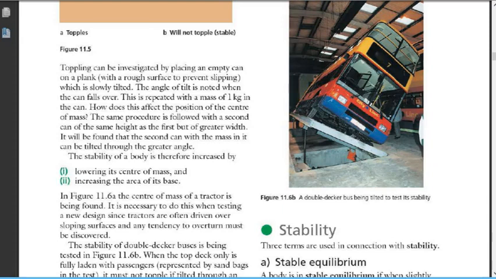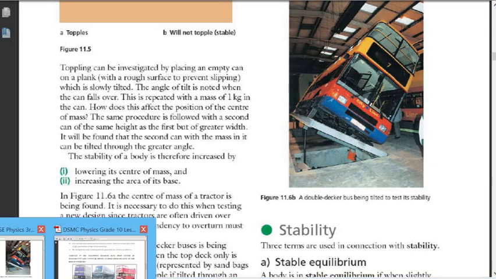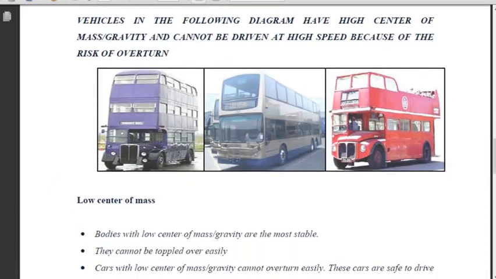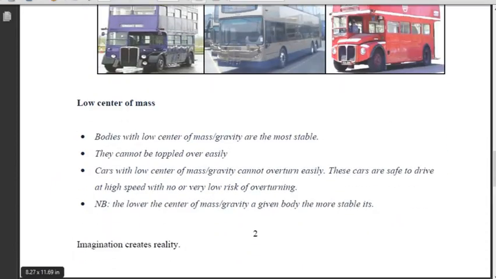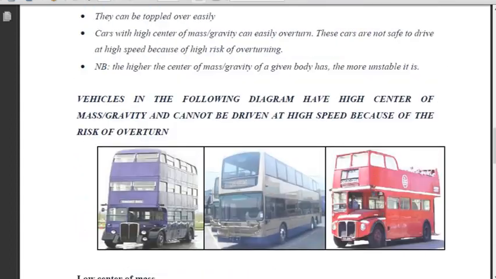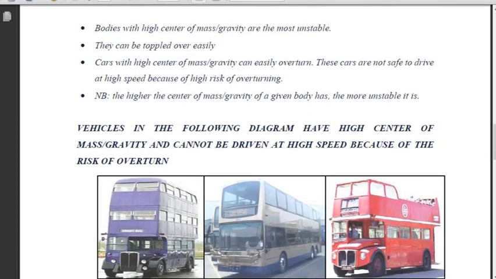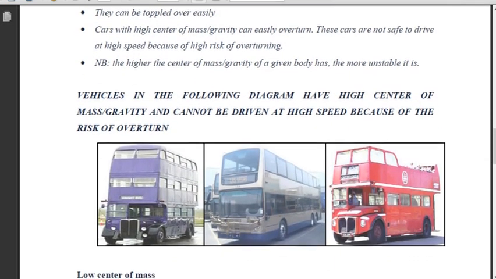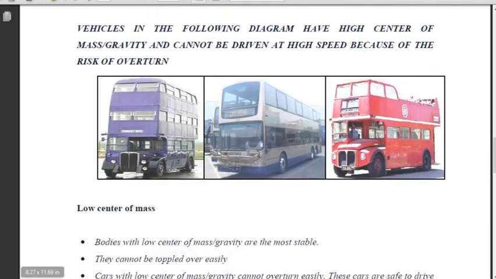But when there are people on both the first deck and the top deck, then it's more stable because of that, right? So that's just testing the stability to see if the object will topple over or not. Bodies with a low center of mass are the most stable, and they cannot be toppled over easily. We'll find that with these ones, we say that they can be toppled over easily, right? Cars with a high center of mass or gravity can easily turn over, and they are not safe to drive at a high speed. So these buses, you wouldn't expect to drive them at a high speed.